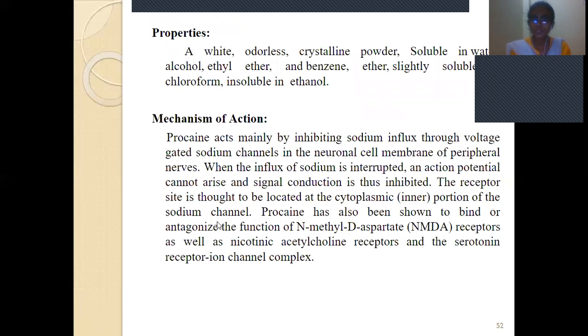Properties: it is a white, odorless, crystalline powder, and it is soluble in water, alcohol, ethyl ether, and benzene, and it is slightly soluble in chloroform and insoluble in ethanol.